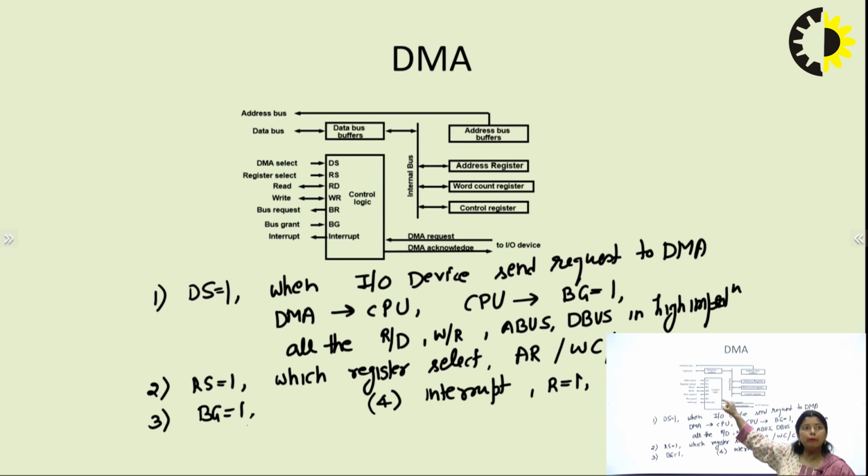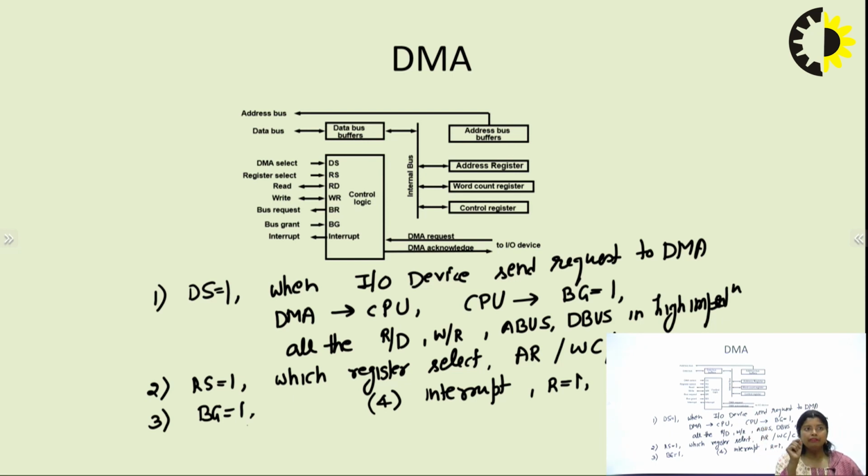Whenever the DV equals 1, meaning the data valid line coming from the IO device indicates that some read or write operation should be performed for the memory, at that time the IO device transmits the request to the DMA request, and the DMA select value will be 1. So the IO device sends the request to the DMA, the DMA sends the request to the CPU, and then the CPU sends the bus grant.